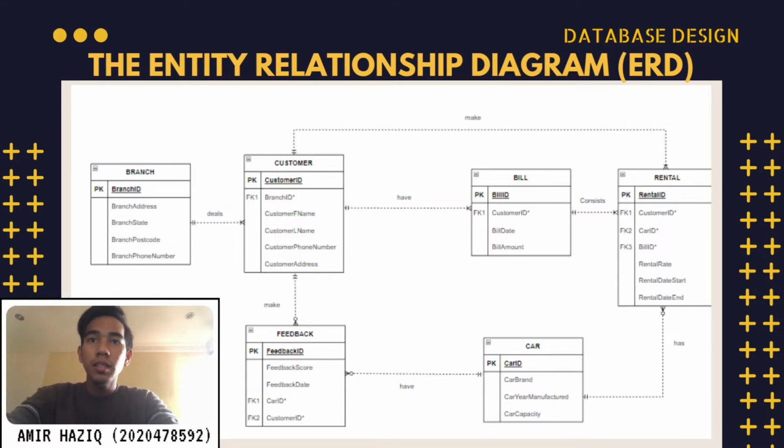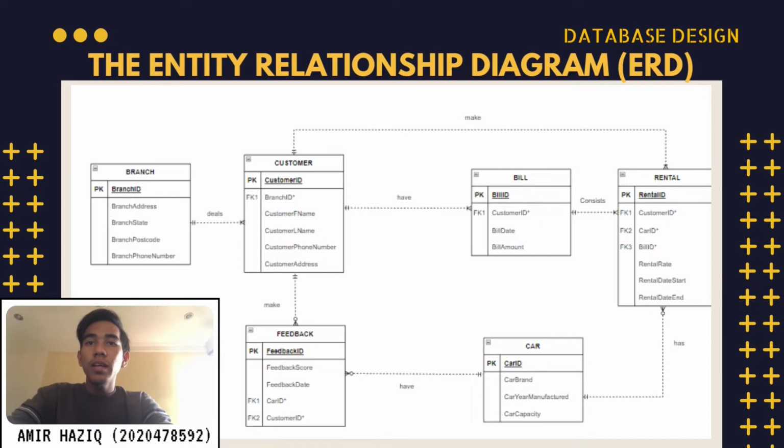Next is the car table. The primary key is car ID and the other attributes are car brand, car year manufacture and car capacity. There is a relationship between the car table and the rental table. The relationship is one-to-many optional. Each car has many rentals. Each rental has one car.